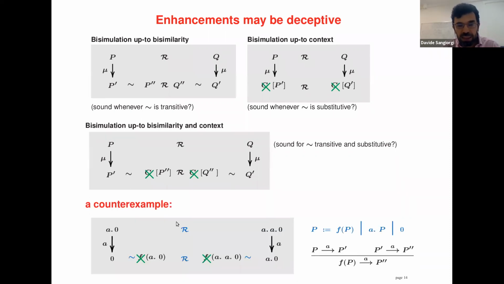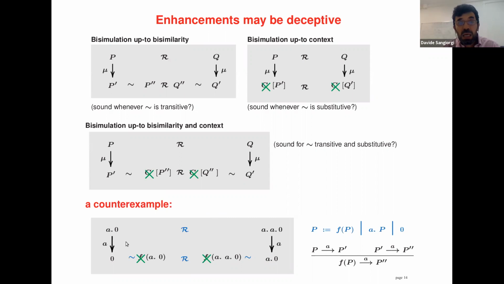This is a simple counterexample. This is a small process language in which bisimilarity is indeed a congruence. So it's transitive, substitutive, and yet the technique fails because I can use the technique to prove that A is the same as AA, which is clearly false. I do not go into the details of this. Anyway, this is just to show that intuitions can be a little bit delicate here.